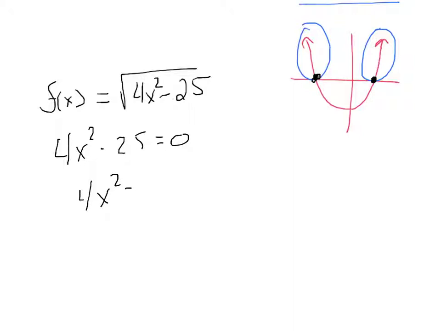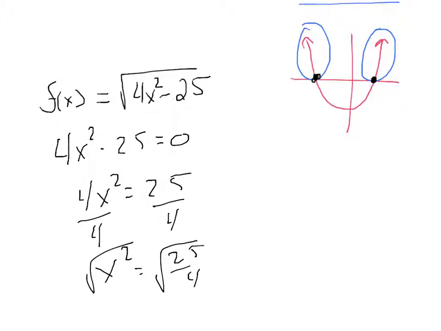So 4x squared is equal to 25. Divide by 4. And then I have x squared is equal to 25 over 4. So I take the square root of both sides. And then we get x is equal to plus or minus 5 over 2. Square root of 25 is 5. Square root of 4 is 2.